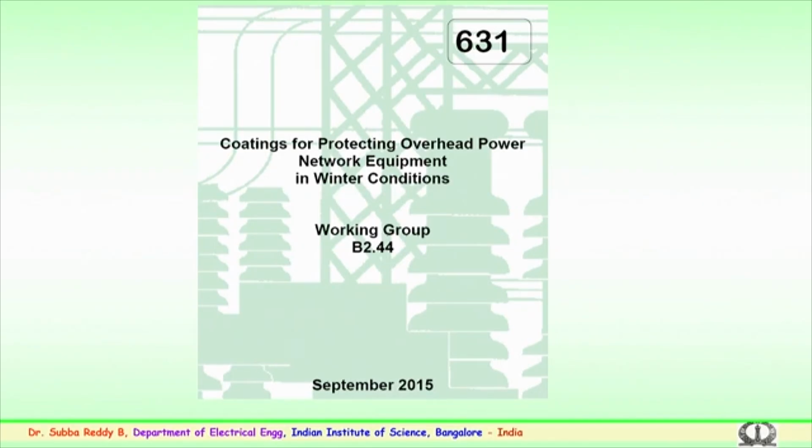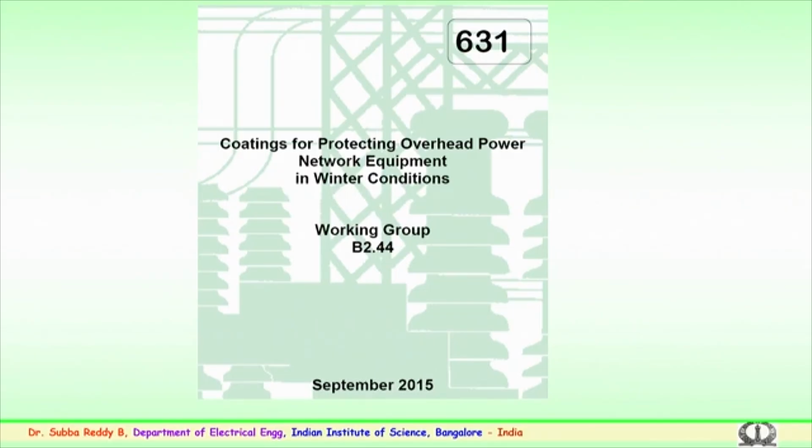So, the polluted insulators should not be left unattended. For the better performance of this, several techniques are being employed. So, one among them is the coatings. So, apart from cleaning, coatings are also being used for protection of overhead network equipment. These equipment could be the insulators, the conductors, or other electrical power equipment which is being employed for the overhead power transmission and distribution purpose.